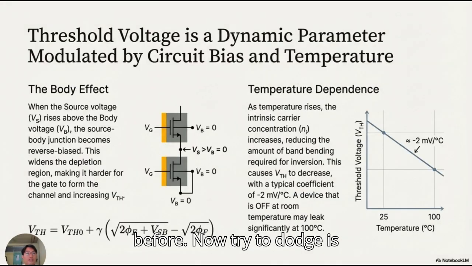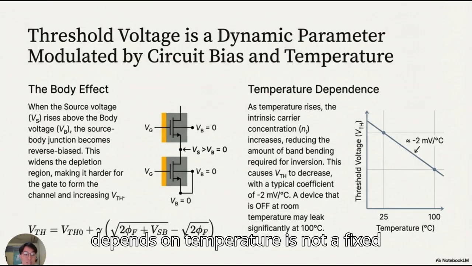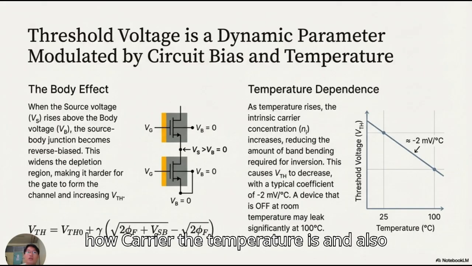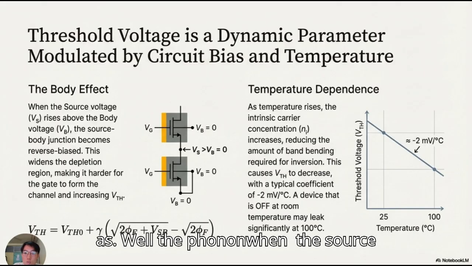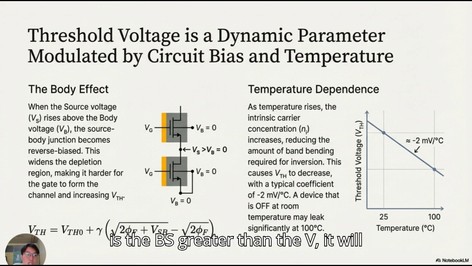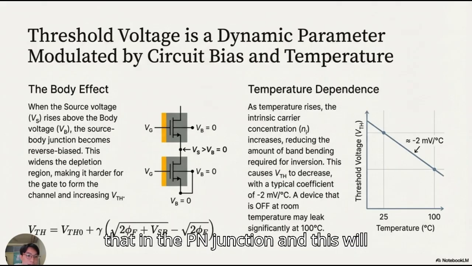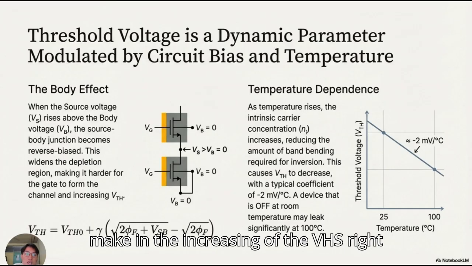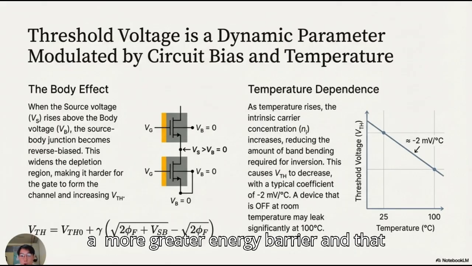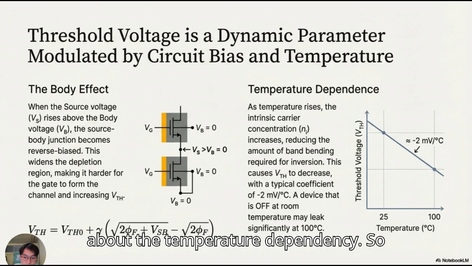Now, threshold voltage is a dynamic parameter modulated by the circuit bias and temperature. It means it depends on temperature. It's not a fixed value. It could change depending on the temperature. And also, it depends on the body itself as well. When the source voltage rises above the body voltage, which is VS greater than VB, it becomes reverse biased. And this will widen the depletion region, as we all know from the PN junction. And this increases the VTH, as the depletion region is now greater. We need to overcome a greater energy barrier. And that is the left-hand side explanation. The right-hand side is about the temperature dependency.